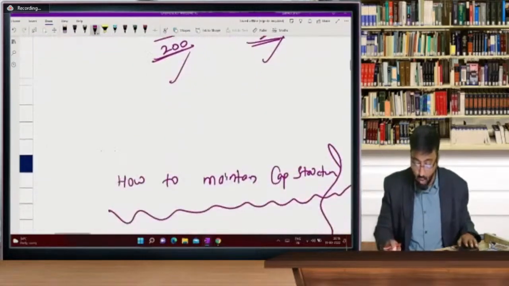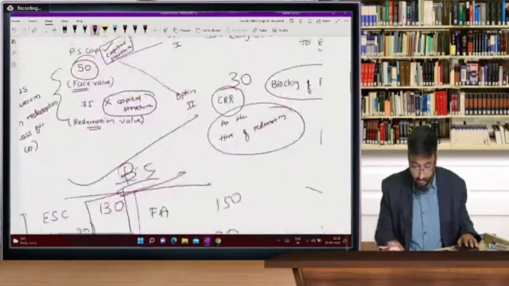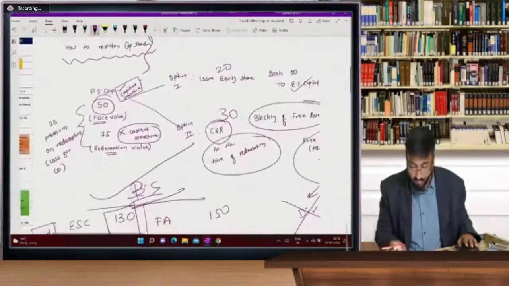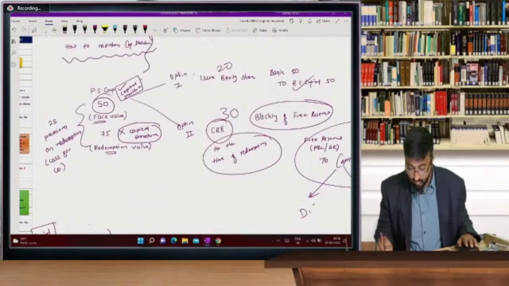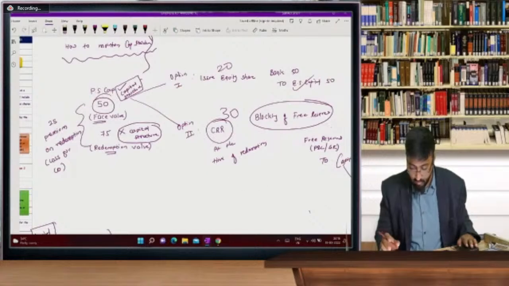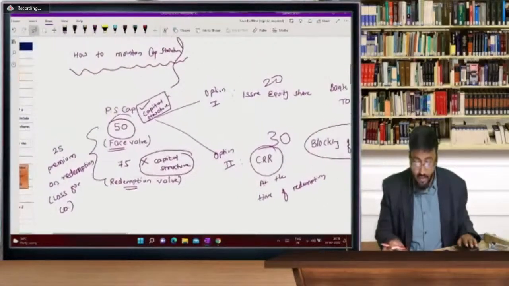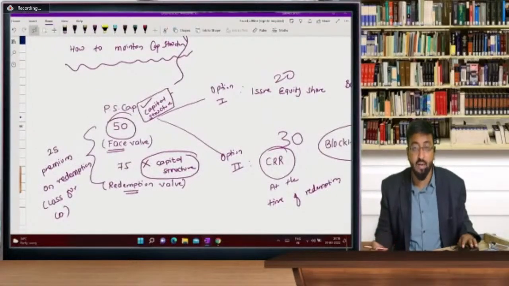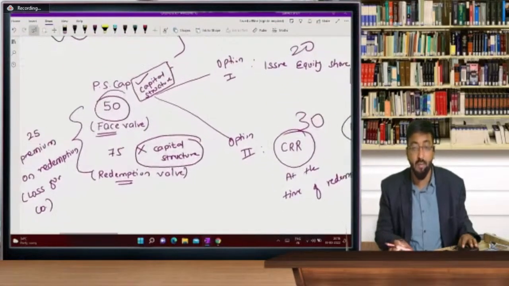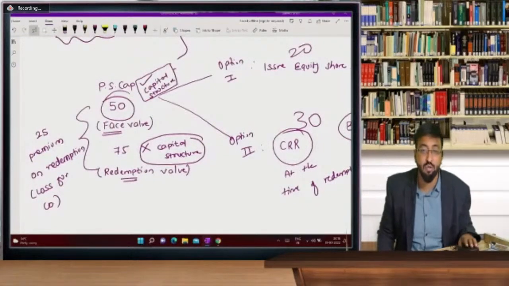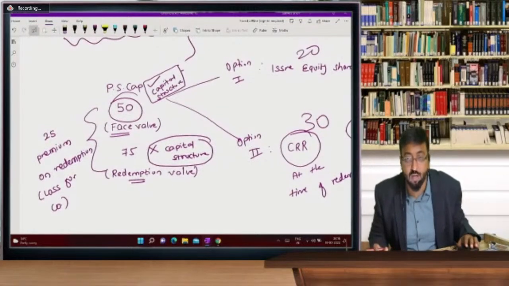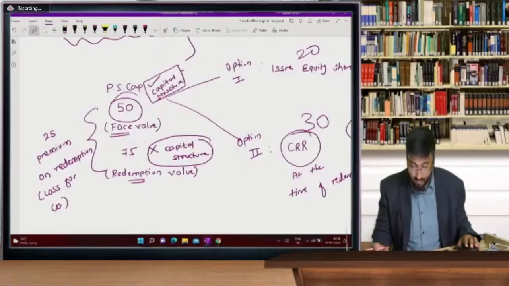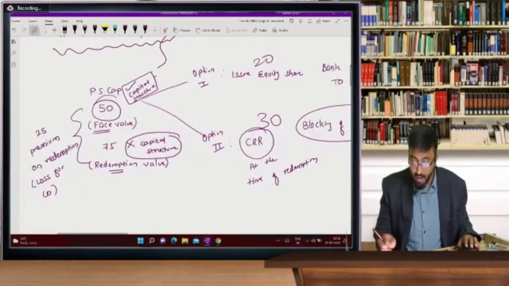Then write two options. How to maintain capital structure. Below that you can write how to maintain capital structure. Preference share capital face value 50, redemption value 75. So 25 rupees is a premium on redemption, a loss. And you have option number 1, issue equity shares. And option number 2, CRR.